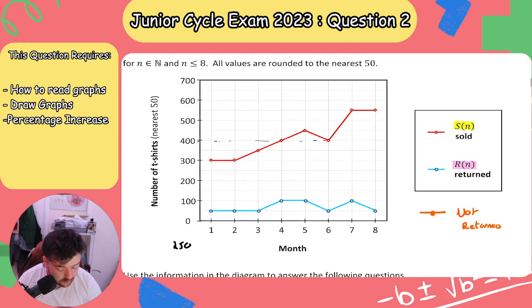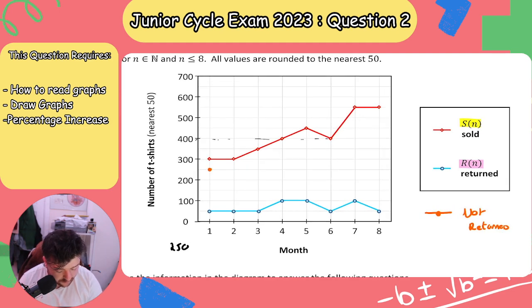Not returned. So, first month, 250 weren't returned. Second month, again, 250 weren't returned. The third month, 300 weren't returned. Fourth month, 300 weren't returned. Fifth month, 450 minus 100, 350 weren't returned. Sixth month, 350 weren't returned. Seventh month, so 450 weren't returned. And the 8th month, 450 not returned.